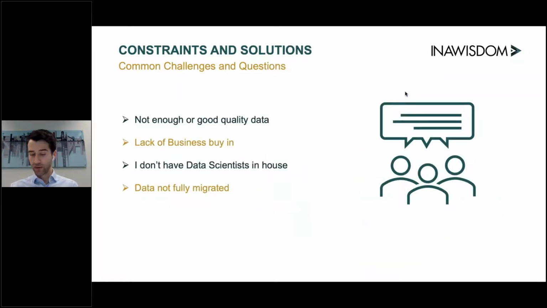And of course, obstacles exist, but what we've seen is that these obstacles are mainly perceived obstacles. Sometimes they're not real. Let's talk about data here. A very common issue that we hear from customers is, oh, I don't have enough data, or I don't have good quality data. Yes, that is an important aspect, but data scientists live and breathe with data.